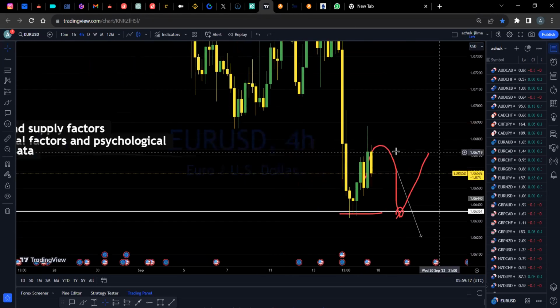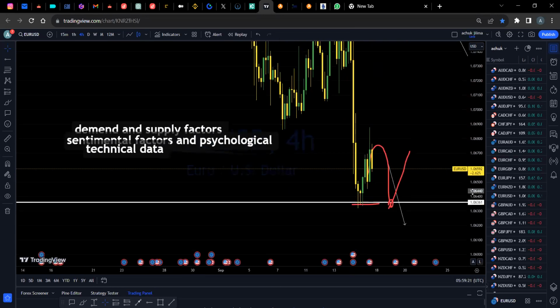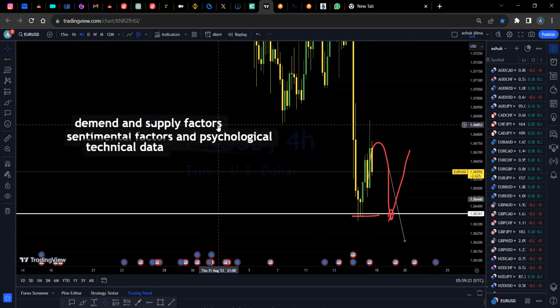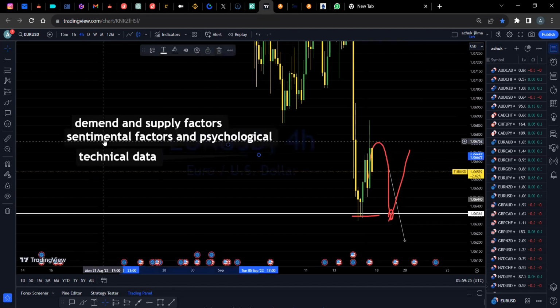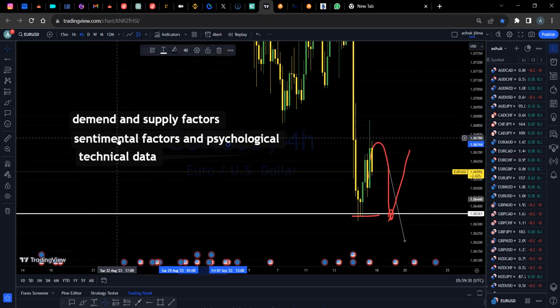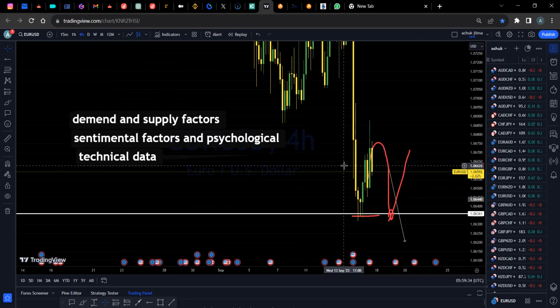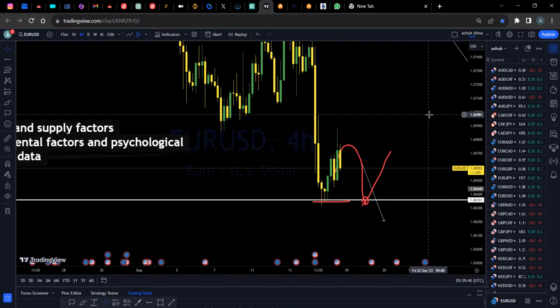Applying all these three factors to the strength of the dollar, you realize the dollar is strong because there is a high demand for the dollar as we talk now. And then sentimentally, many traders are positioned on the strength of the dollar. And then technical data will have to follow suit. So once you understand it, you can trade with the proper knowledge and not just gamble in the market.